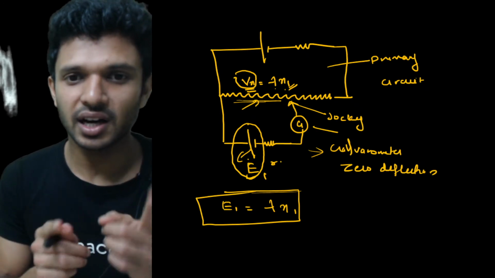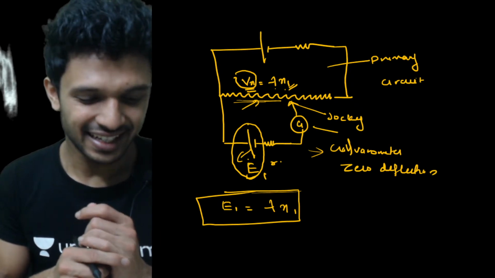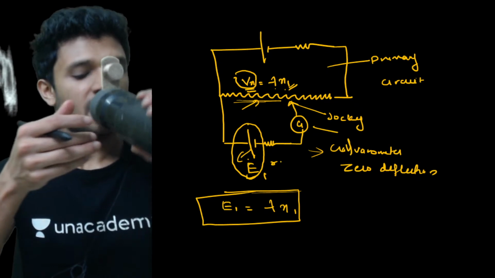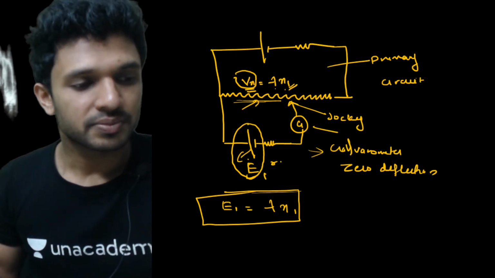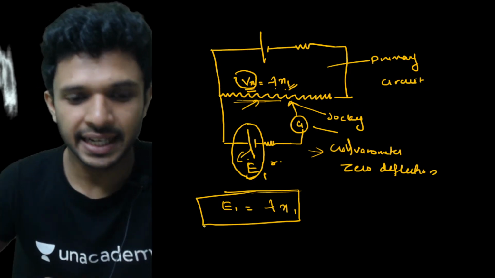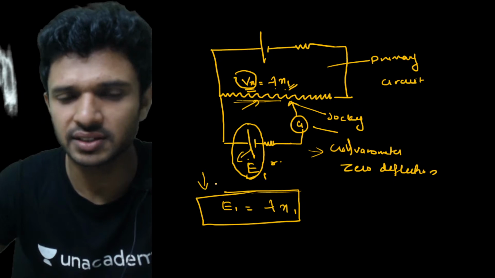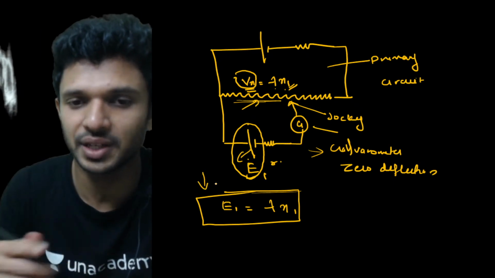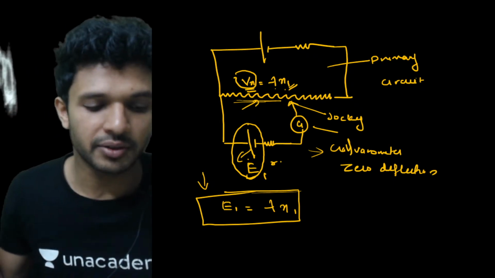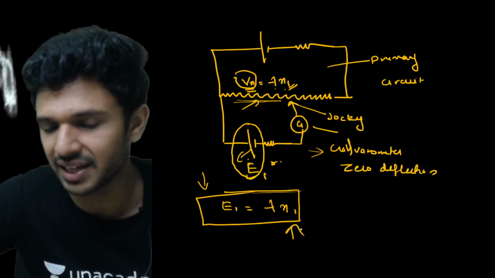So it is clear till here. This is a principle on which the potentiometer works. E1 was the unknown value of EMF which you need to find out, and x1 we will get by doing the experiment.